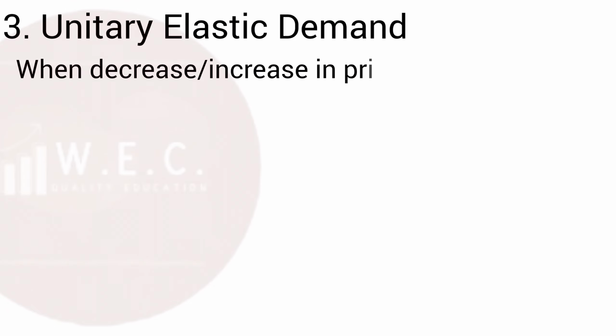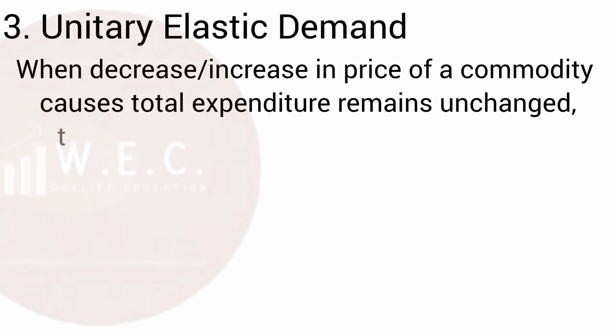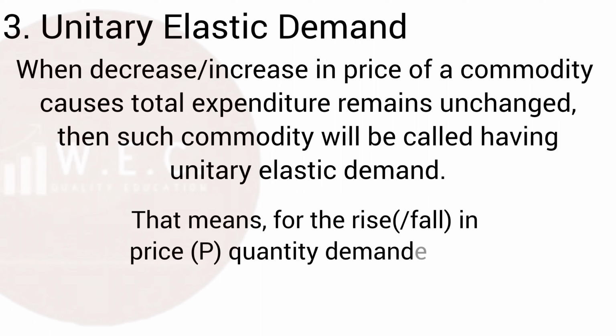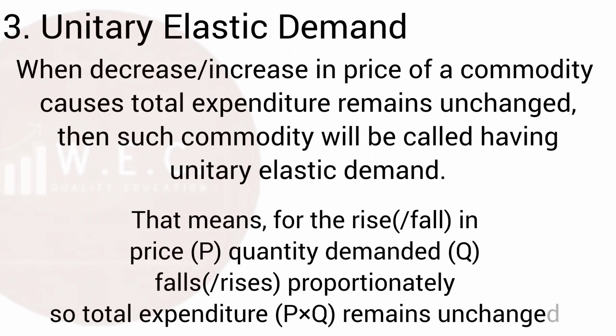Now let's discuss unitary elastic demand. When a decrease or increase in the price of a commodity causes total expenditure to remain unchanged, then such a commodity will be called having unitary elastic demand. That is, in this case, for a rise or fall in price, quantity demanded falls or rises proportionately so that total expenditure remains unchanged.